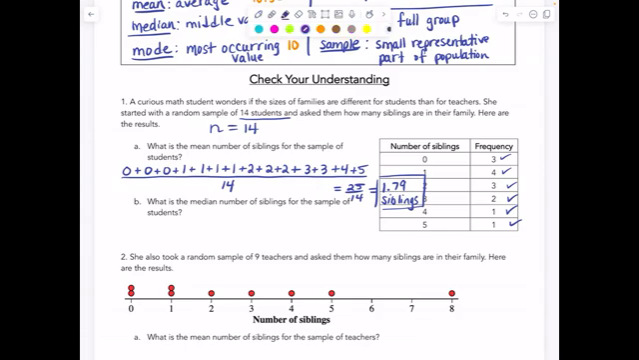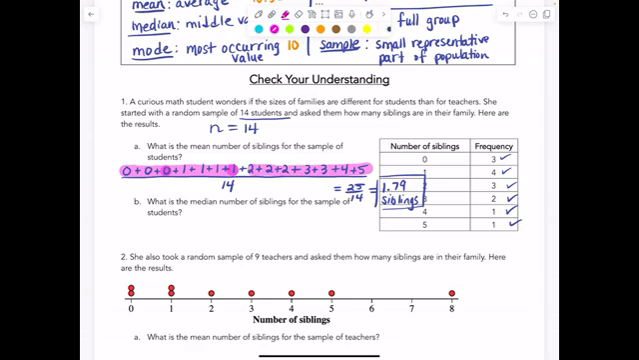Now the median number of siblings for the sample of students. So I'm going to count in again. I have 14. So what I'm going to do is count 7 from the left and 7 from the right. 1, 2, 3, 4, 5, 6, 7. And I'm going to go this way. 1, 2, 3, 4, 5, 6, 7.